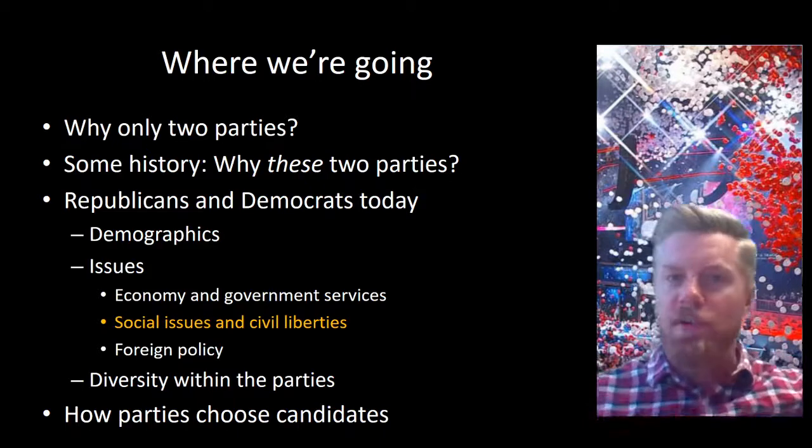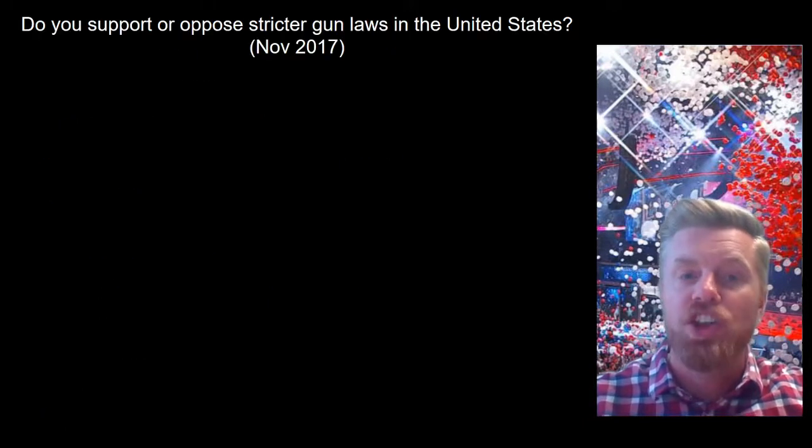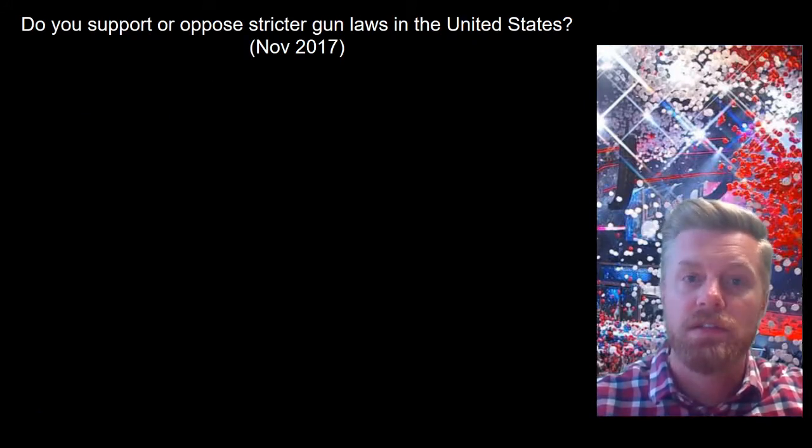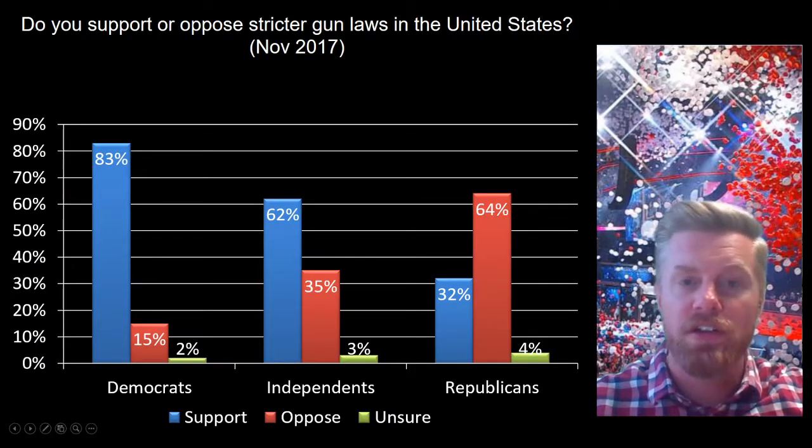Now let's do some questions about social issues and civil liberties. Do you support or oppose stricter gun laws in the United States? If you support stricter gun laws, put a tally under Democrat. And if you oppose them, put your tally under Republican.